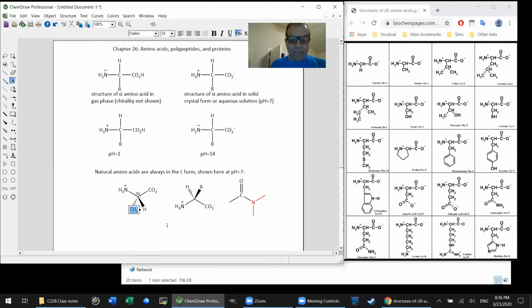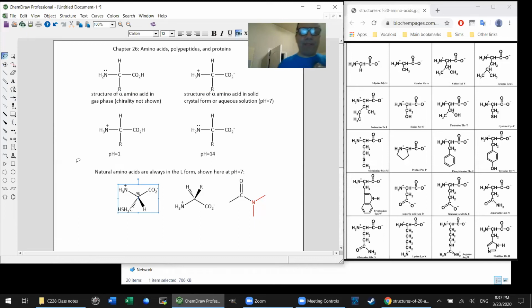What if instead of alanine, we had cysteine, CH2SH? Well, that sulfur now is going to throw everything off, because it's going to beat all of the other atoms. And so that will now be in the R configuration. So that probably is why they do that. It's interesting, though. Some of these are in the R configuration, some in the S. But all of them are always in what's called the L form.